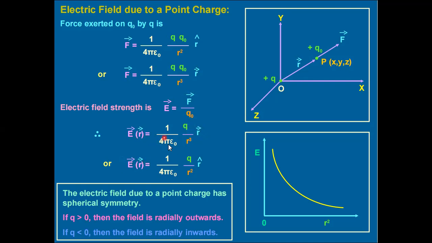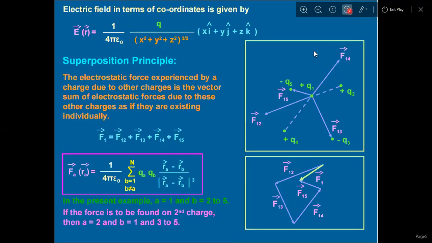So this electric field can be written as 1 by 4 pi epsilon naught Q by r square, without the vector form. But there is a mistake for you. This will be only Q by r square. So the electric field due to a point charge has spherical symmetry. If Q greater than 0, that means if the charge is positive, then the field is radially outward. And if Q less than 0, then the field is radially inward. We have to remember these two conditions. If the charge is positive, then it will be outward, and if the charge is negative, then it will be inward.